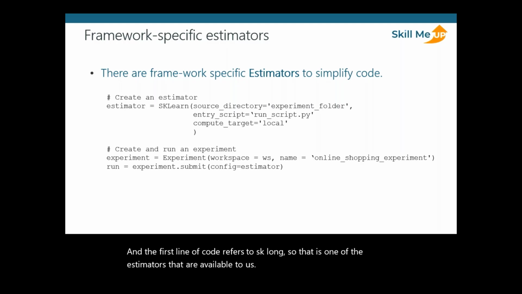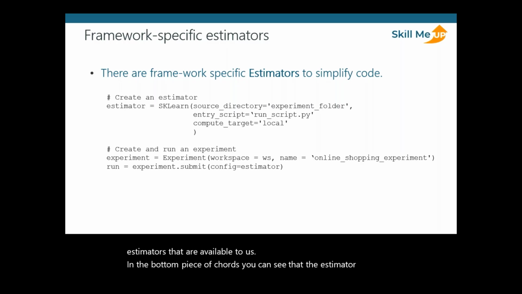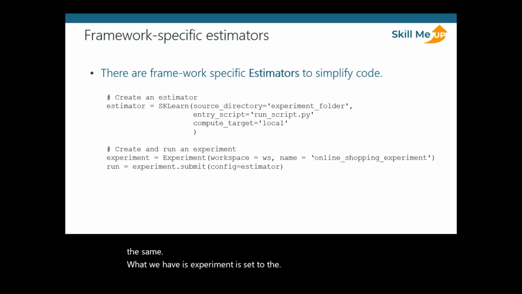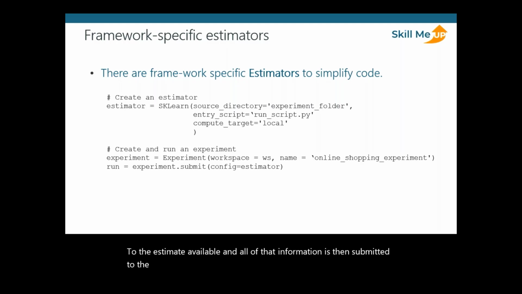In the bottom piece of code, you can see that the estimator code is the same. What we have is the experiment is set to the estimator variable, and all of that information is then submitted to the Azure Machine Learning SDK for Python, where the experiment is executed.